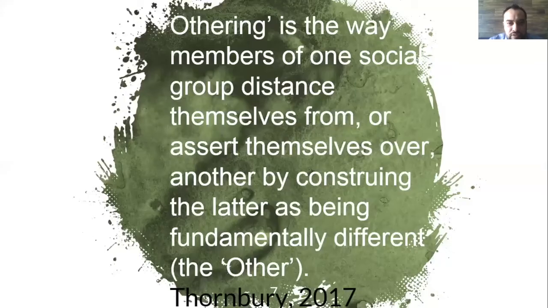The first definition is from Thornbury. He wrote this in his famous A to Z in ELT book. He actually used the letter O for othering. Othering is the way members of one social group distance themselves from or assert themselves over another by construing the latter as being fundamentally different, the other. And this is from ELT, right? I think it is still a very ELT perspective.